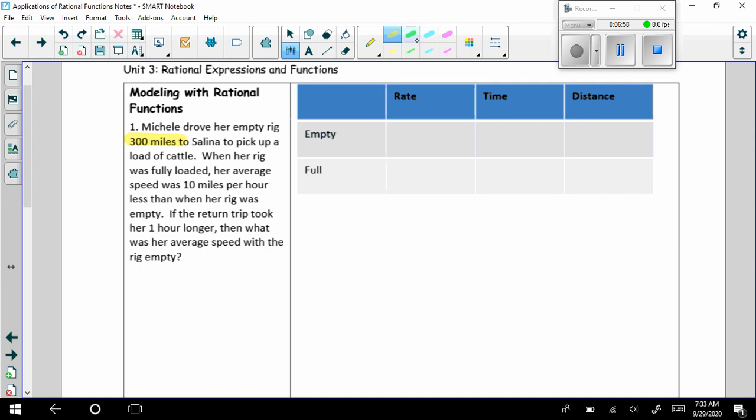When her rig was fully loaded, so we have full, her average speed was 10 miles per hour less than when her rig was empty. If her return trip took 1 hour longer, and that's time, so we'll switch colors again. Return trip 1 hour longer, so this is again full. Then what was her average speed empty?